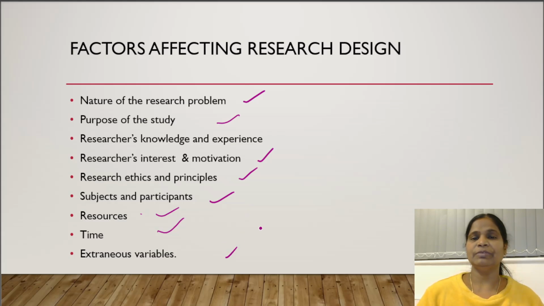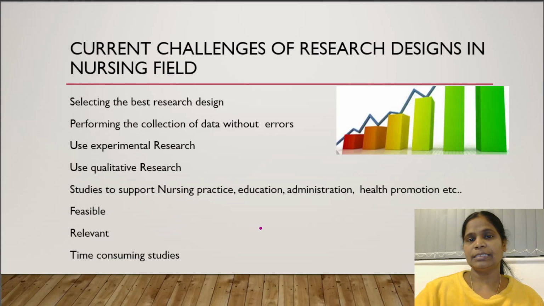Extraneous variables are the variables which are not under the control of the researcher and are not involved in the study, but we find them when we are conducting the study. So these are certain factors which affect the research design.